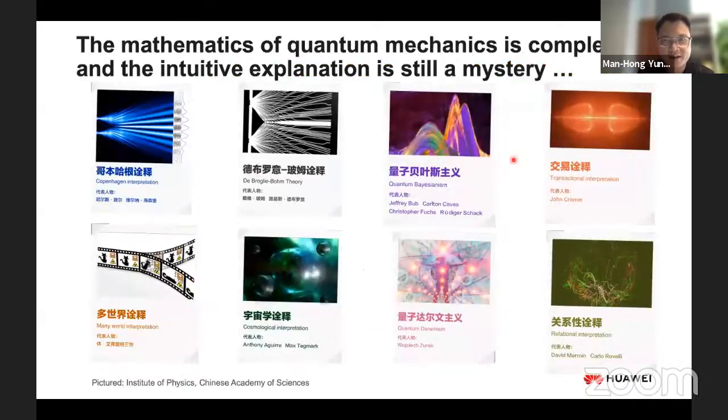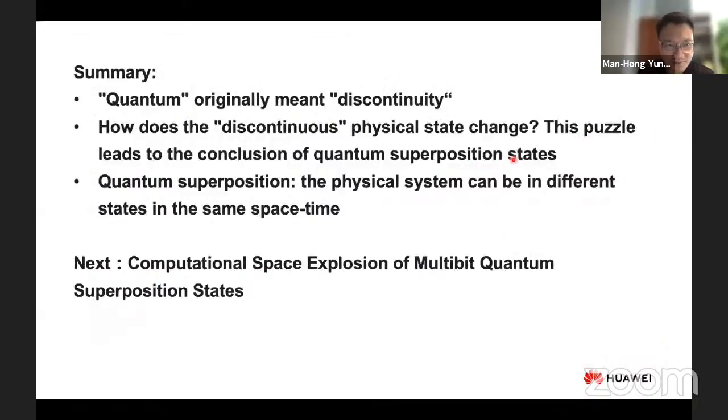Okay, so there are many explanations of what superposition is, and I just say that we don't bother to try to find an explanation. It's just up to individuals' interest. Everybody may have their own idea, but it's just a mystery.